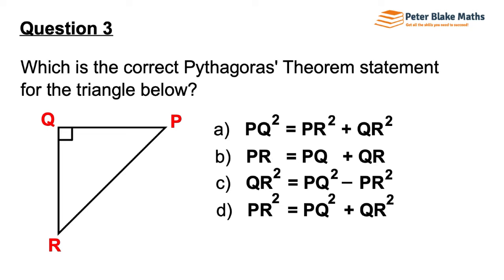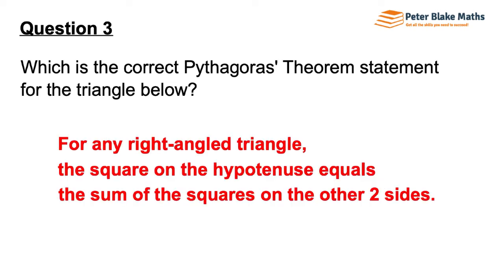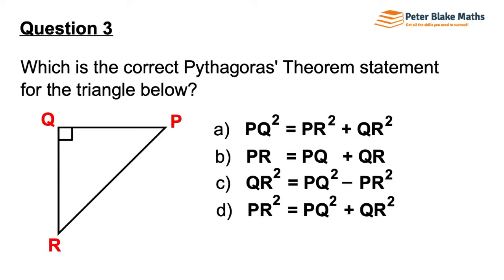Question 3. Which is the correct Pythagoras' theorem statement for the triangle below? For any right-angled triangle, the square on the hypotenuse equals the sum of the squares on the other two sides. So the hypotenuse here can be named as PR or RP. And so we'll start with the square of that as the first part of our Pythagoras' theorem statement. So RP or PR, if you have a look through the question, we need to square that.